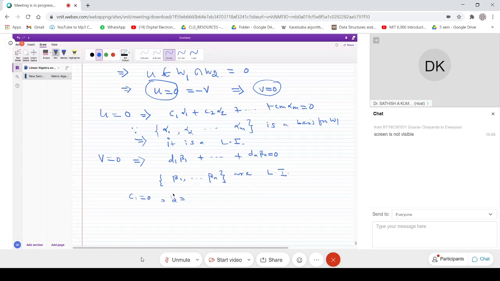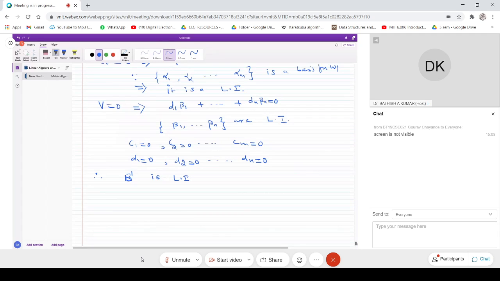C1 equal to 0, C2 is equal to 0, etc. Cm equal to 0. Similarly, D1 equal to 0, D2 is equal to 0, etc. Dn equal to 0. So therefore, the set B prime is linearly independent. Okay. Simple analysis. It may look complicated, but it's not complicated. Very simple. Okay, so we have shown that B prime is linearly independent.